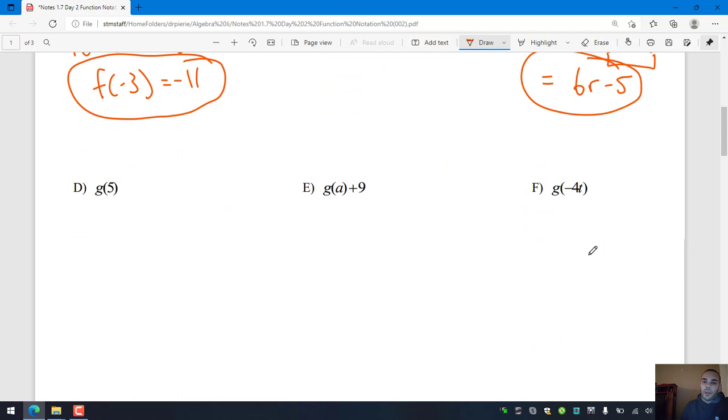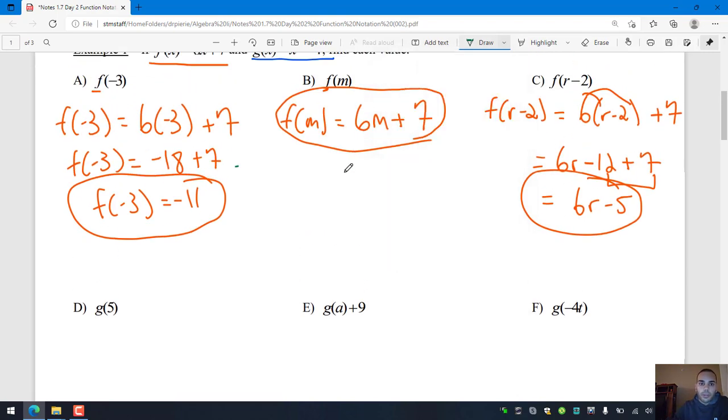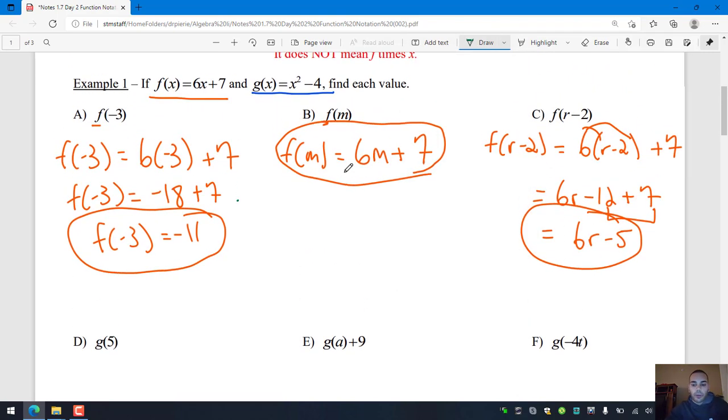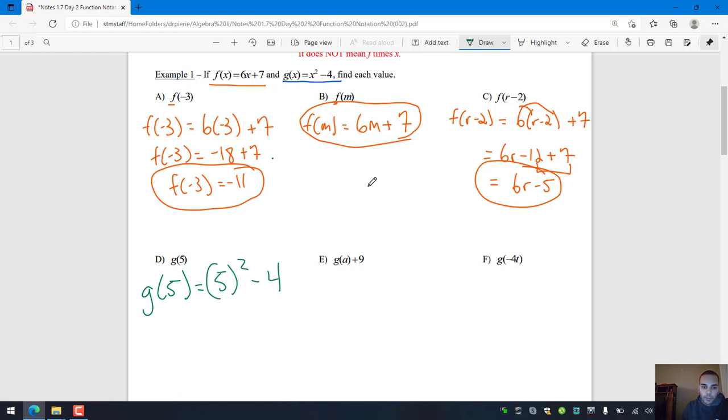Okay, so for the next one, I see g of 5. This is the first time we're introducing the g equation. So the g equation was x squared minus 4. It's the exact same logic. Wherever I see an x in that first equation, I'm going to plug in a 5. So if I want to solve for g of 5, it'll be 5 squared minus 4. Simplify this a little bit. 25 minus 4 should be equal to 21.